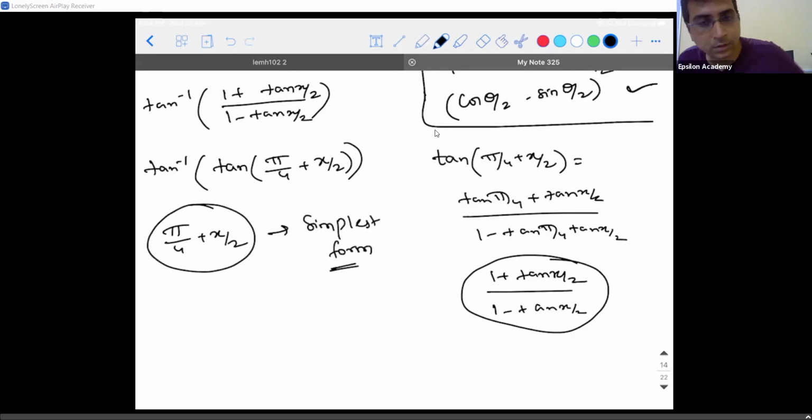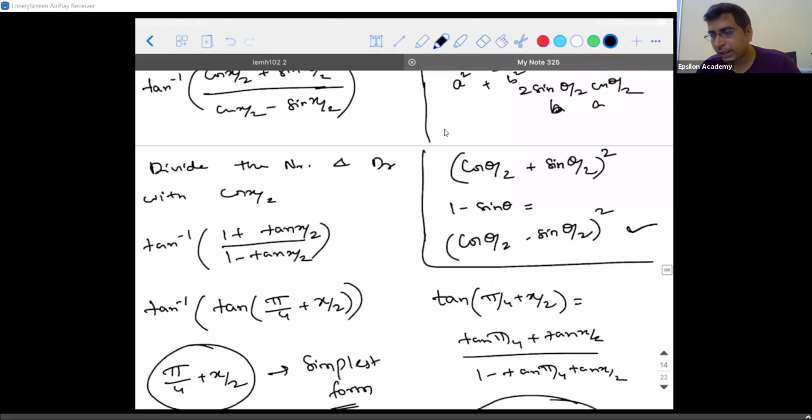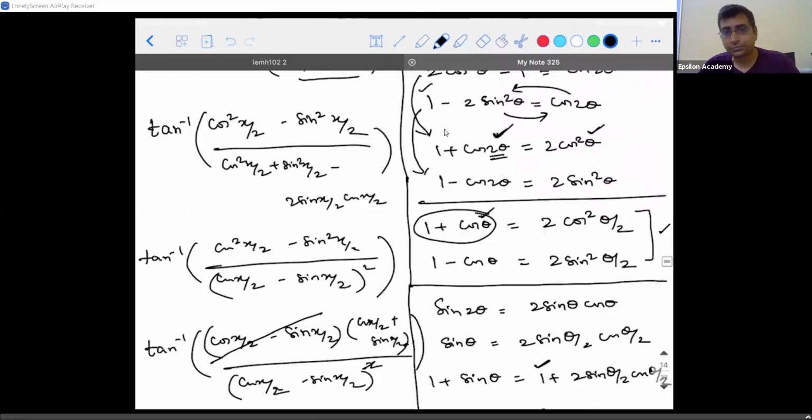Okay. Is everyone clear with what I did? Yes, sir. Right? So this is the required simplest form. See, I know these are all the trigonometric identities that get involved.